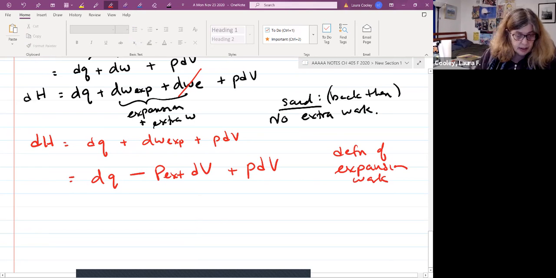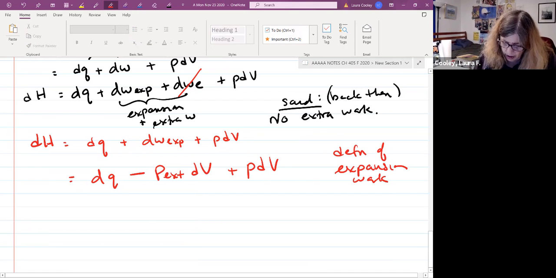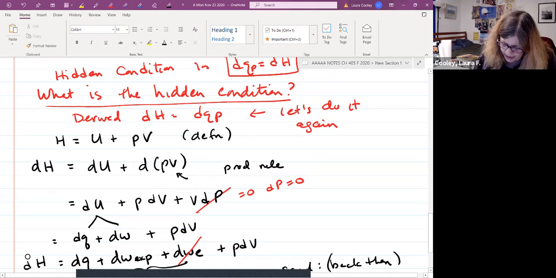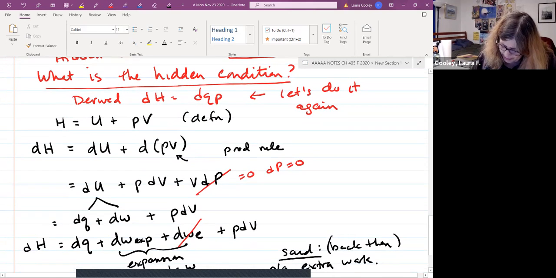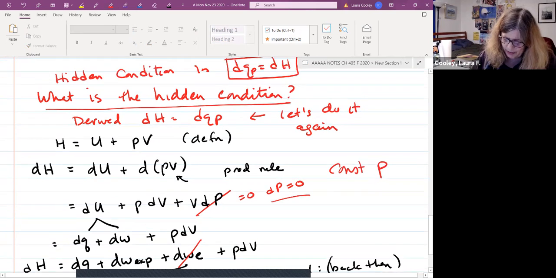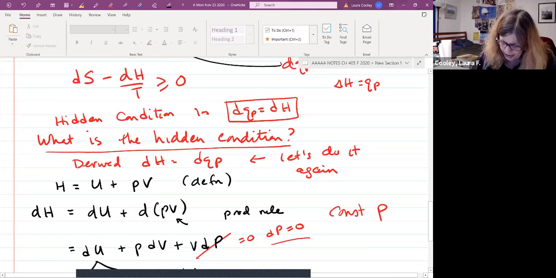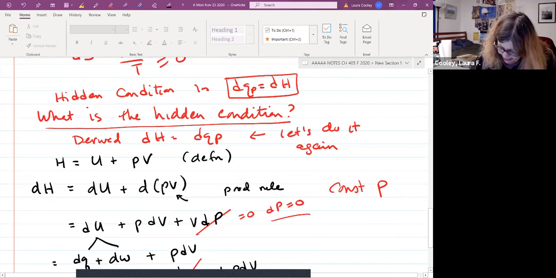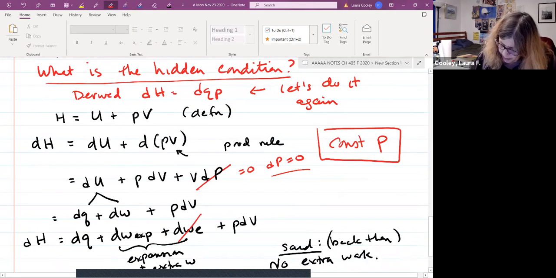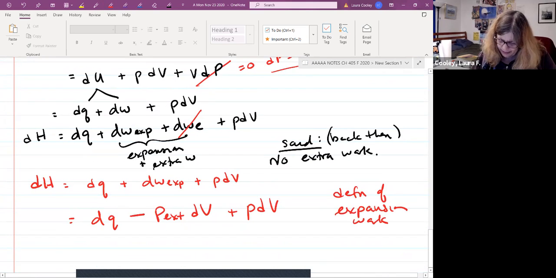And now I'm going to have another condition. You know what? I was confusing two derivations. dP is 0. I have to say constant pressure. This is not the same derivation as the one where I had said constant pressure. Whatever. So constant pressure gets rid of dP.